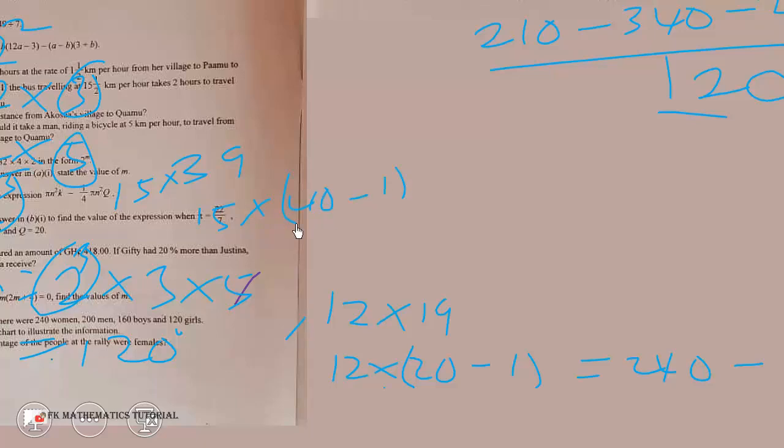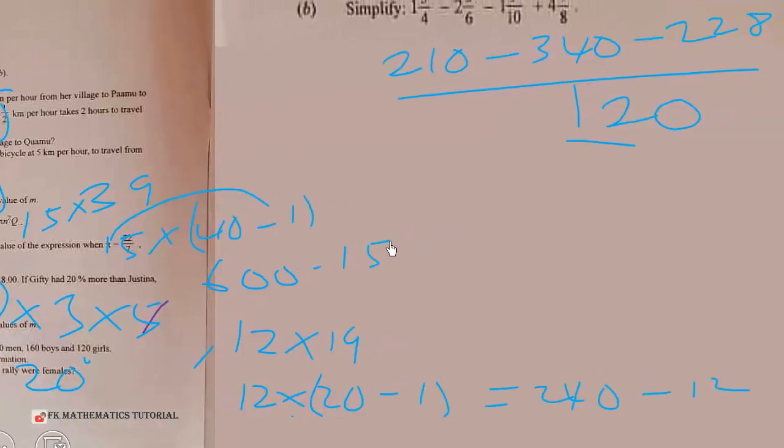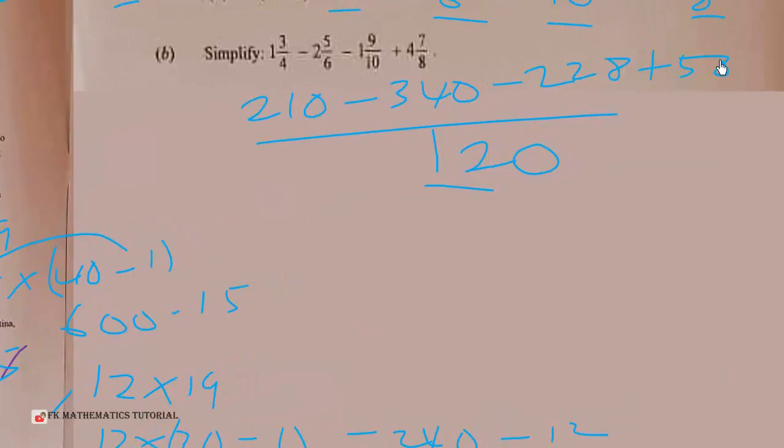15 times 40 is like 4 times 15, which is 60. So 15 times 40 is 600, minus 15 times 1. So 600 minus 15 should give you 585. So that is a quicker way of doing multiplication. If you like, you can do the normal one. You get the same result.